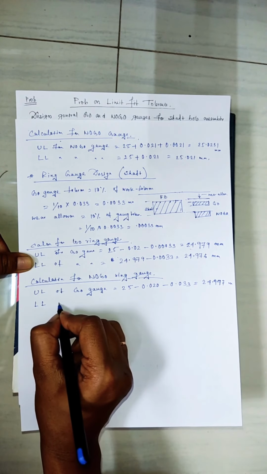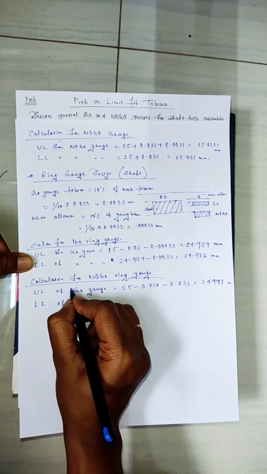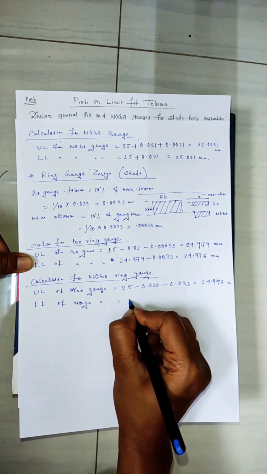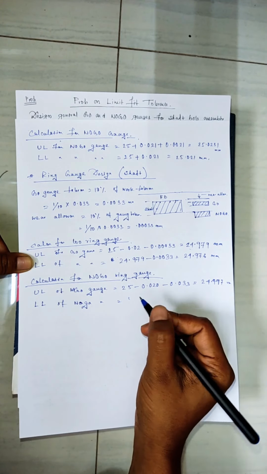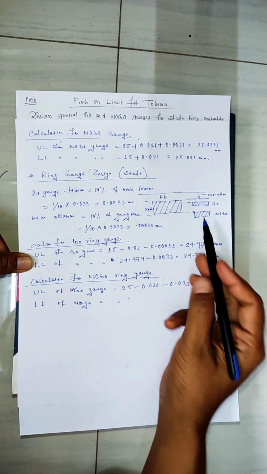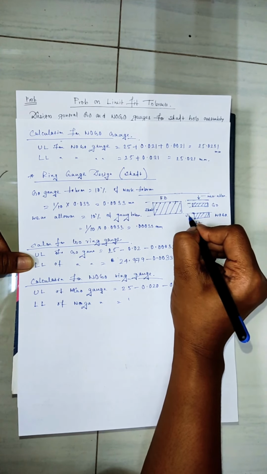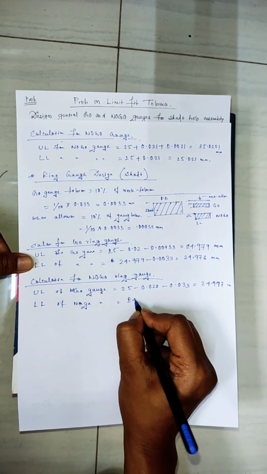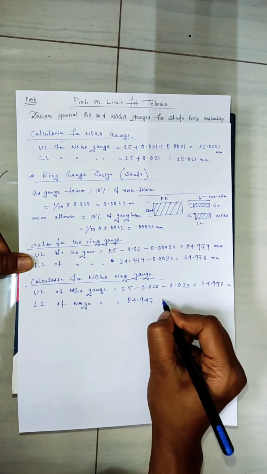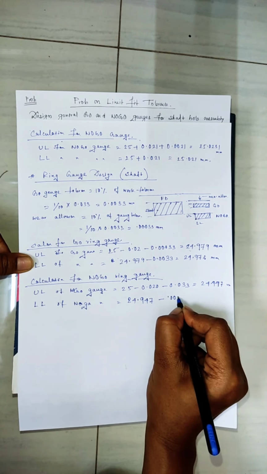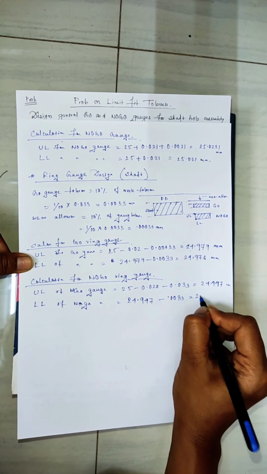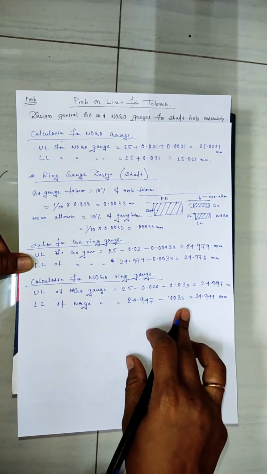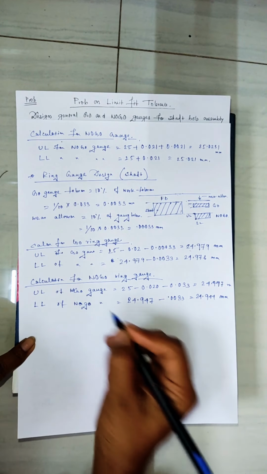Next, the lower limit of no go gauge is equal to upper limit minus gauge tolerance. So the upper limit is 24.947 minus 0.0033, that is equal to 24.944 millimeter. So this is our no go gauge lower limit.